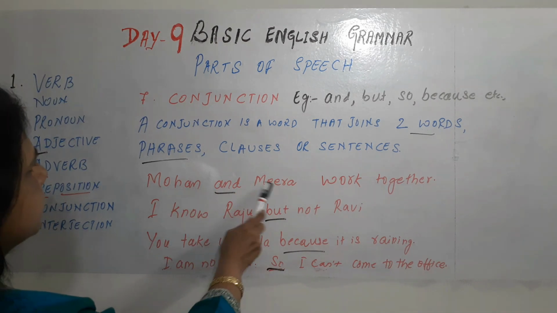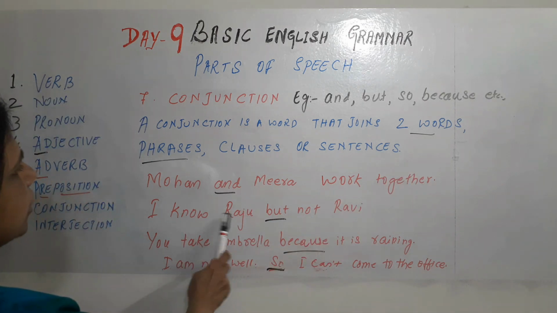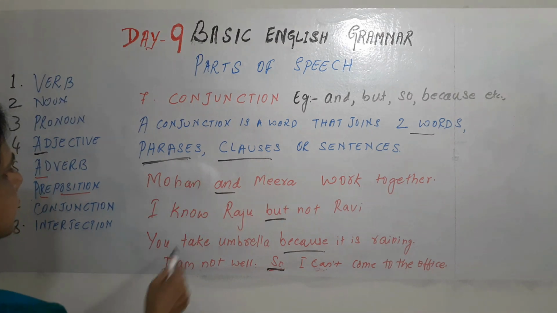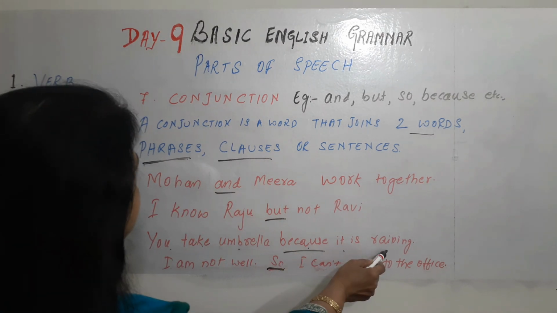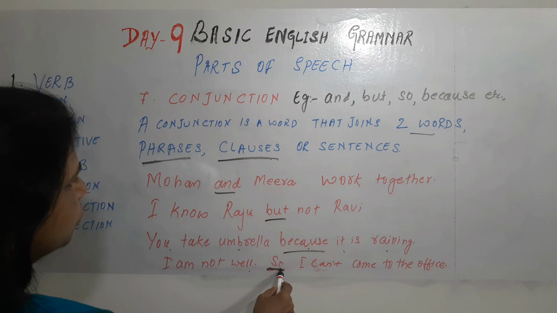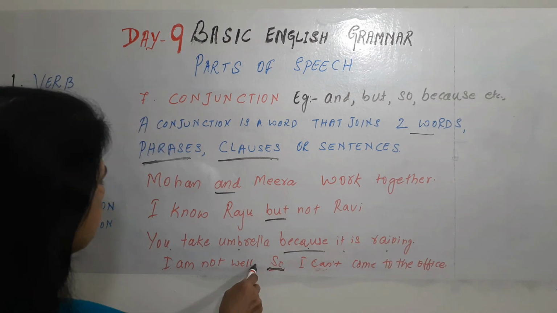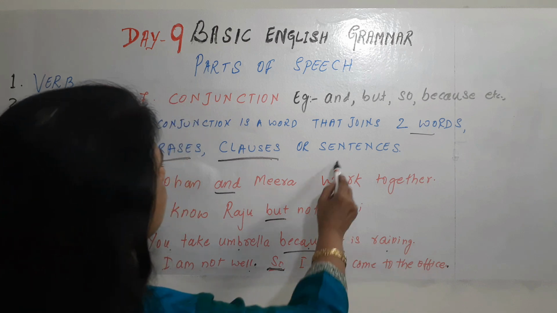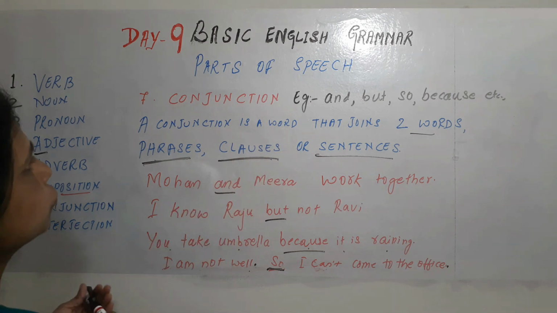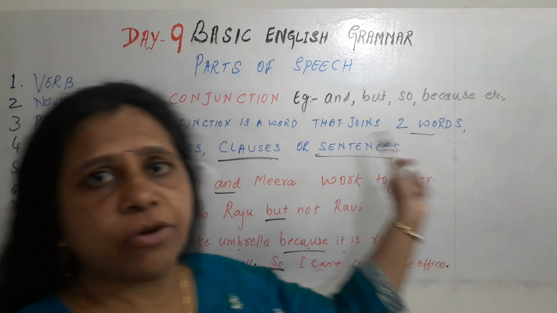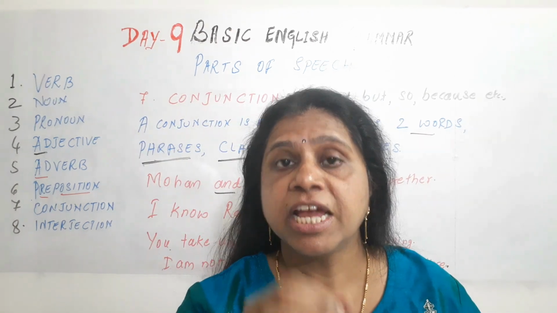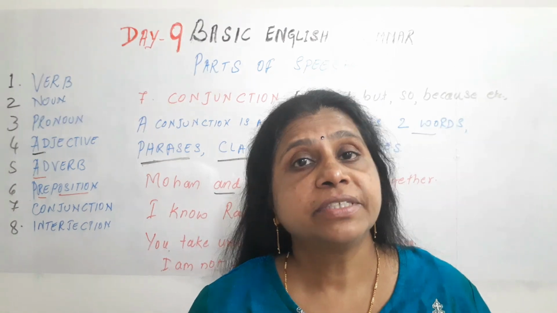So you can see Mohan and Meera is the word. I know Raju but not Ravi, it can be clause or phrase. You take umbrella because it is raining, again clause or phrase. I am not well, so I can't come to the office. Here, this is one sentence and this is one sentence, joining two sentences. So a conjunction is a word that joins two words, phrases, clauses or sentences. Alright. So conjunction is nothing but joining.